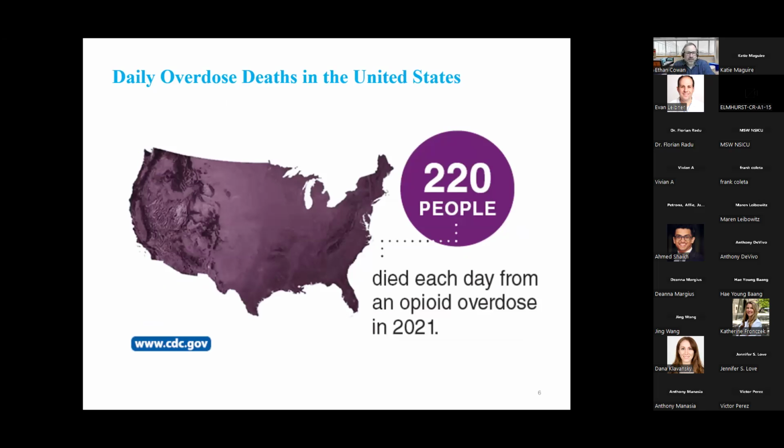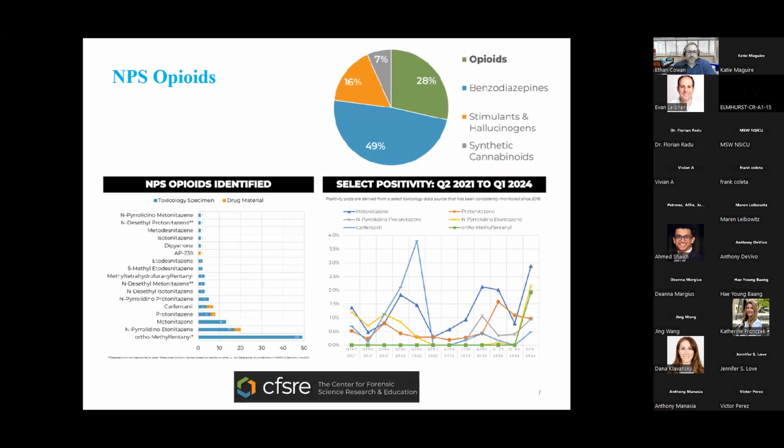So this is data from CDC from 2021, basically saying that about 220 Americans are dying every day from an opioid overdose. So it's a really large number. I've been giving this lecture since 2019, and I went back and looked at that lecture to see what the number was back then. In 2019, it was 130 people dying a day from an opioid overdose. And now it's 220. So we haven't really made any progress. Things have actually gotten a lot worse in the intervening time period.